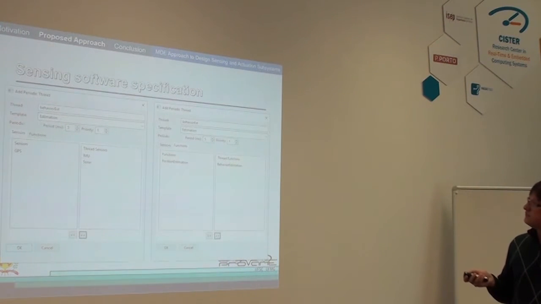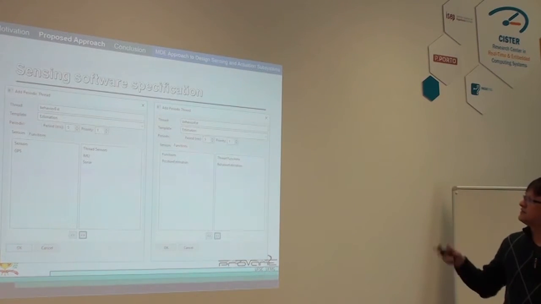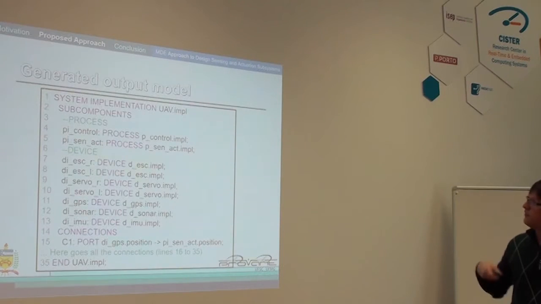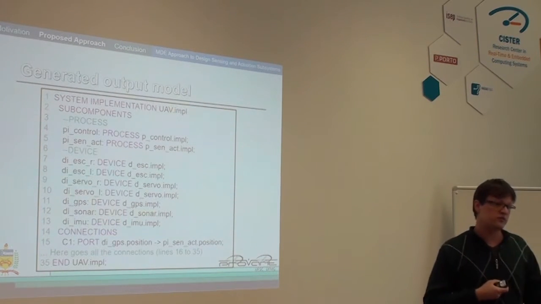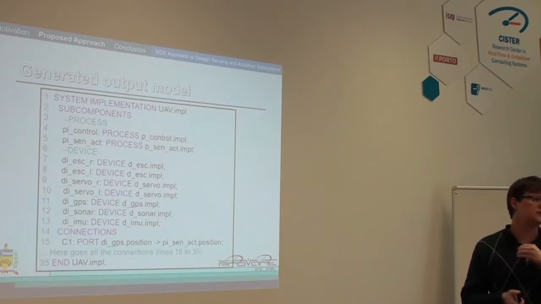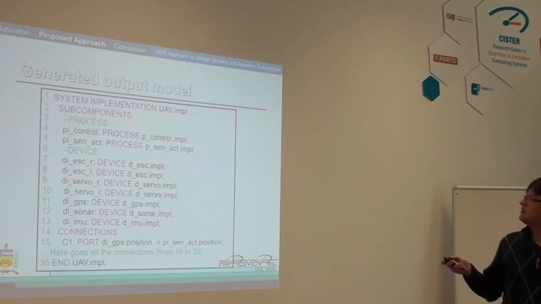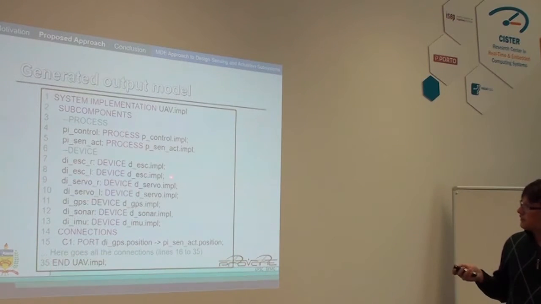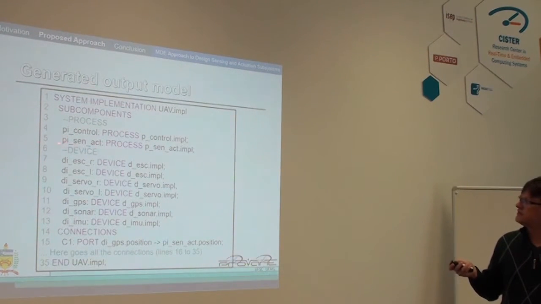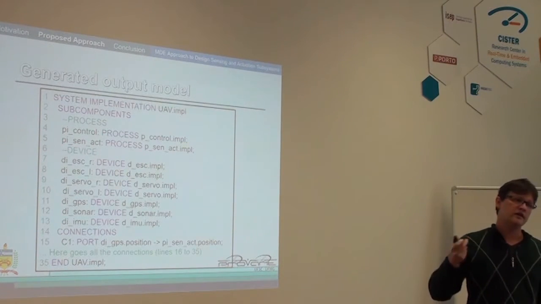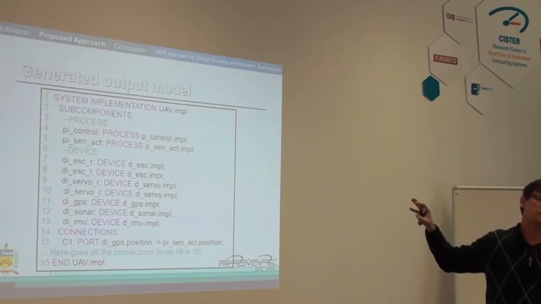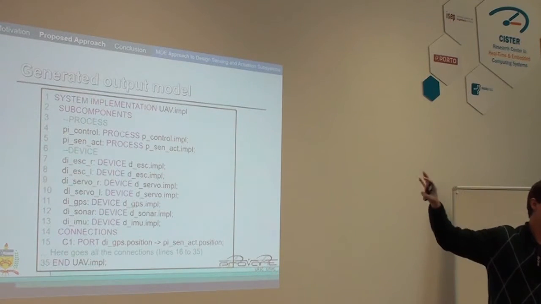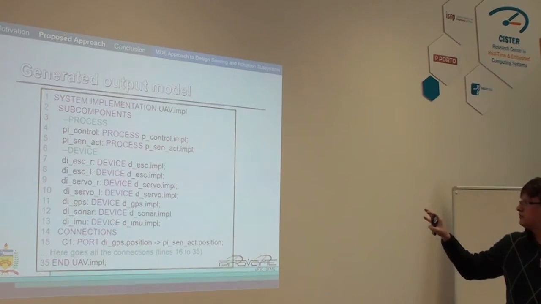So after designing the sensing threads, we perform the transformation to generate the AADL model. Here's the main view of this model. Here we have the control process and another process that is the sensing and actuation, that receives the information that we provide during these different windows on the wizard.